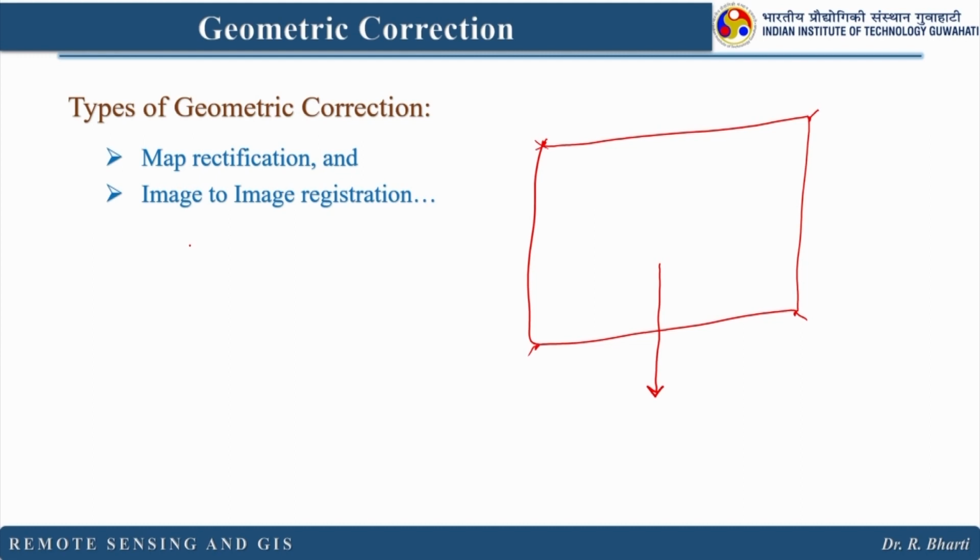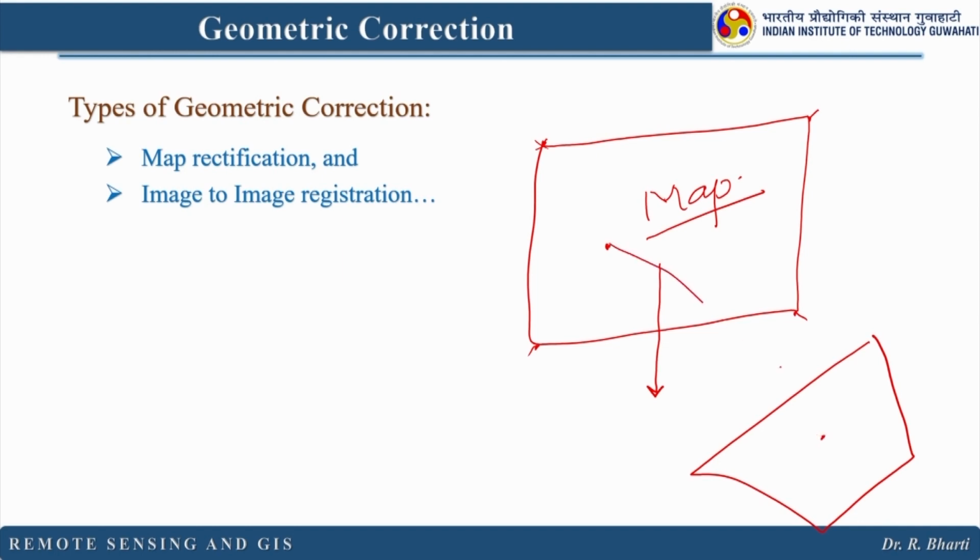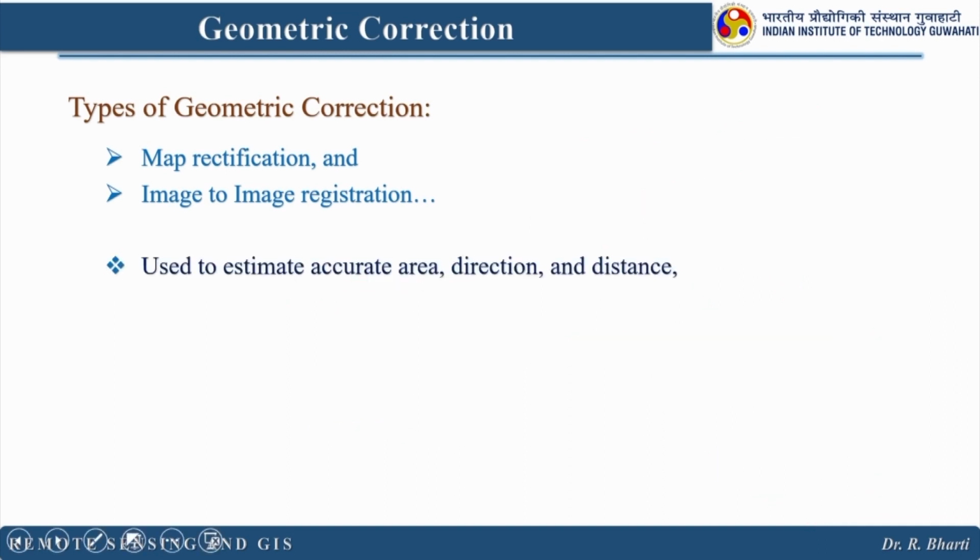Next one is image to image registration. So in that case, considering you have a map available with you, right, and you have a satellite data measured today, then you have to use some points which are stationary in time and then correlate them and then correct this image. So, after correction this may look like this, right. So, this geometric correction is basically used to estimate accurate area, direction and distance.